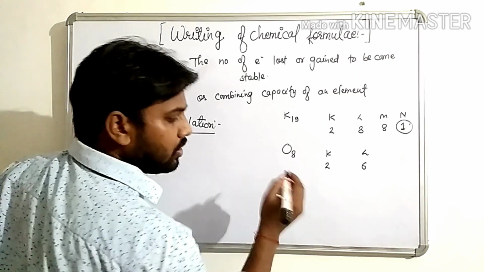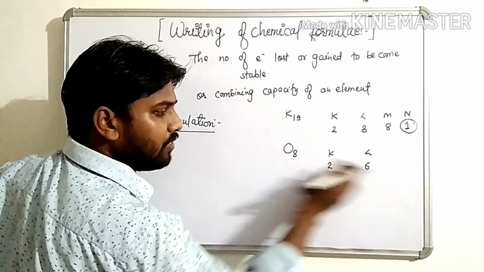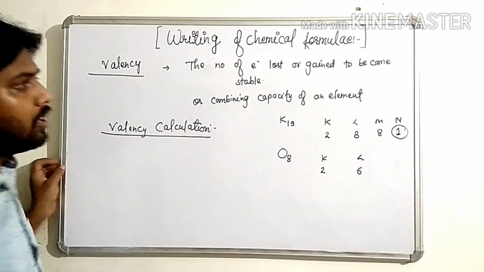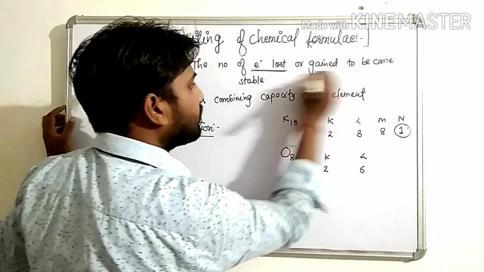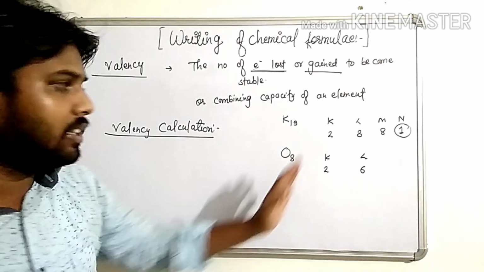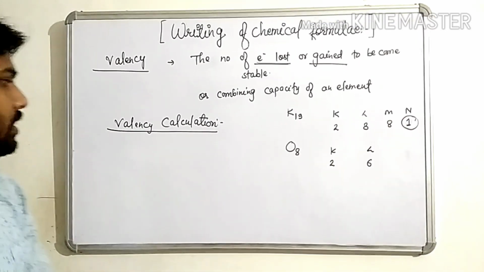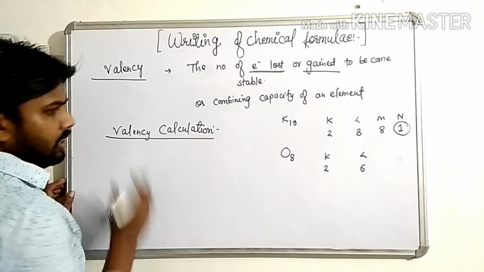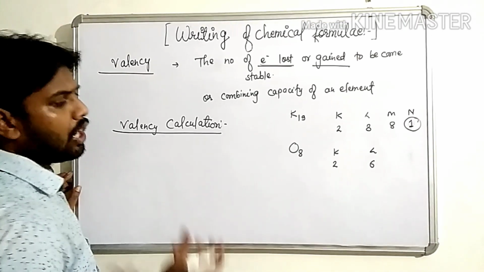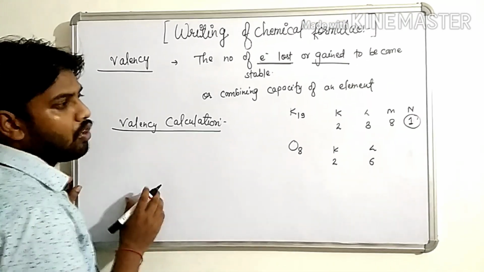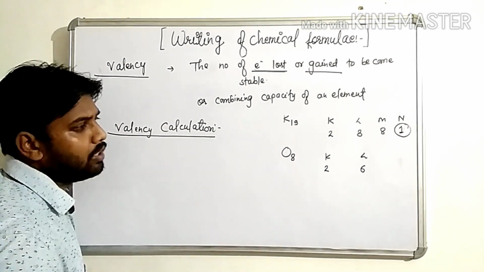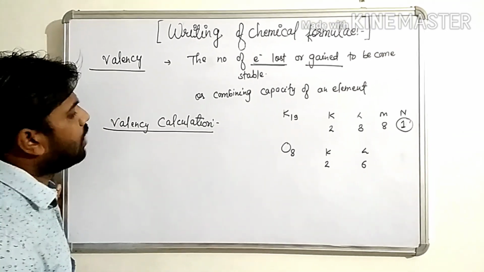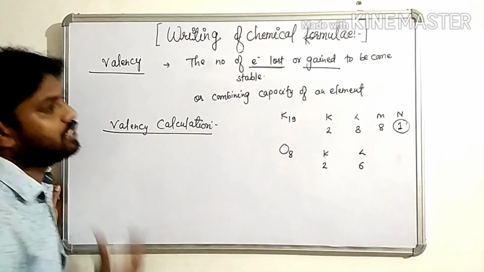So when oxygen gains 2 electrons, it becomes stable, and we can say the valency of oxygen will be 2, because the number of electrons lost or gained to become stable is called valency. Clear children? These are the steps to calculate the valency of an element. Let's take another example.